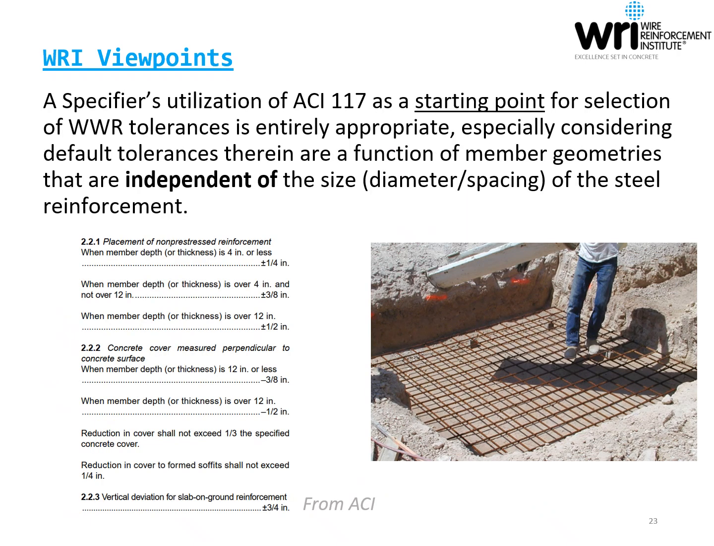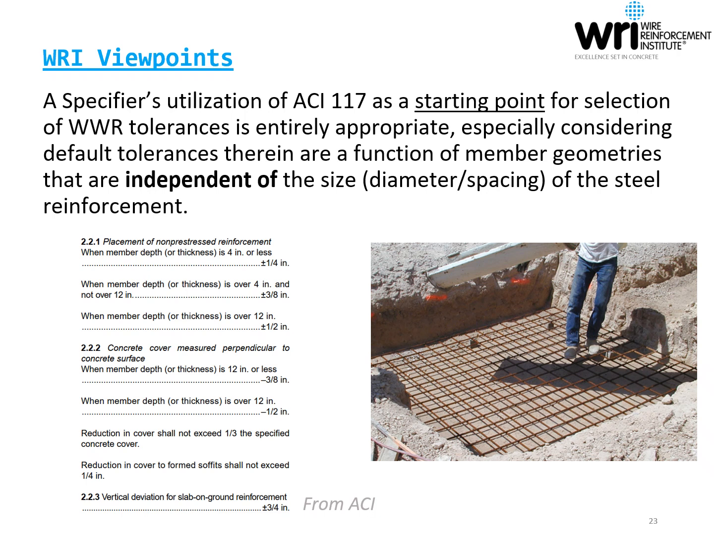Regarding ACI 117 and its place in the welded wire reinforcement specification process, it is the WRI's view that a specifier's utilization of ACI 117 as a starting point for selection of welded wire reinforcement tolerances is entirely appropriate, especially considering that default tolerances therein are a function of concrete member geometries or types that are independent of the actual size, i.e. diameter and spacing, of the steel reinforcement.